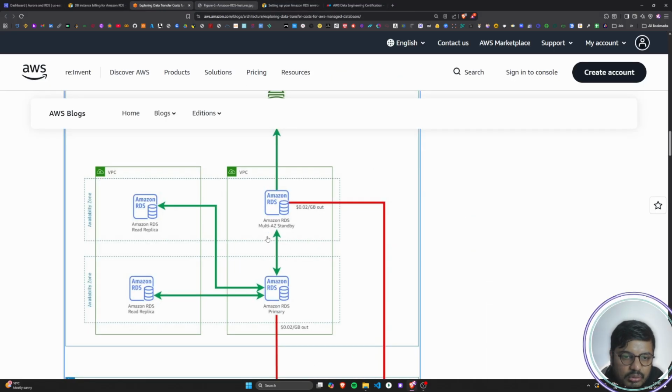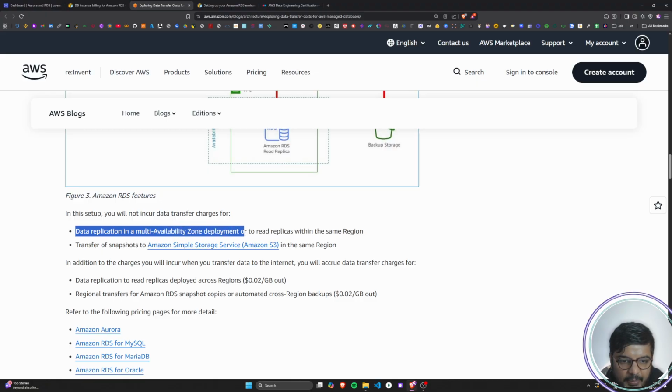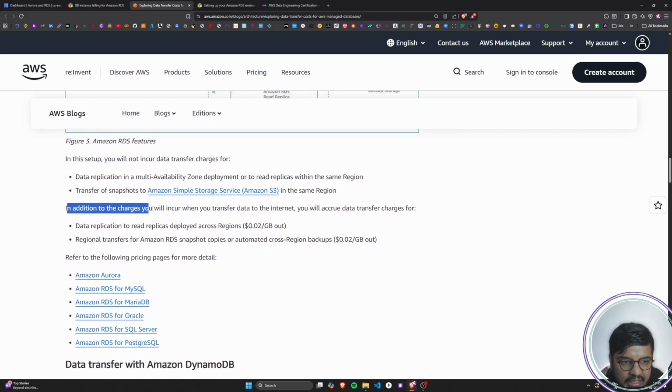Now let's go back to the blog. Here you can see in this setup you will not incur data charges for data replication in a multi availability zone deployment or to the read replicas within the same region. Transfer a snapshot to Amazon S3 in the same region.